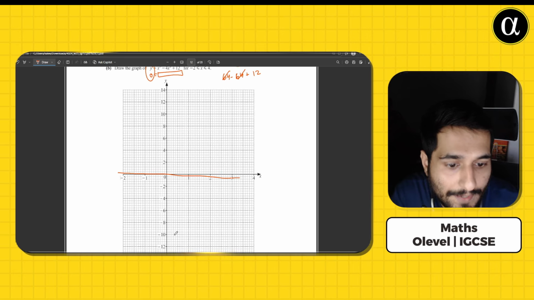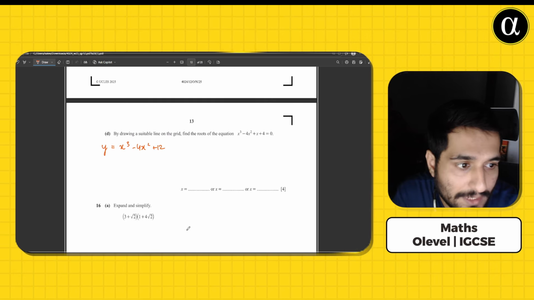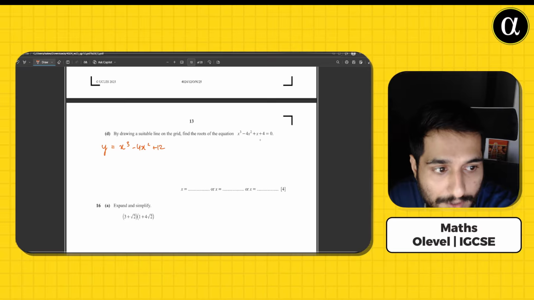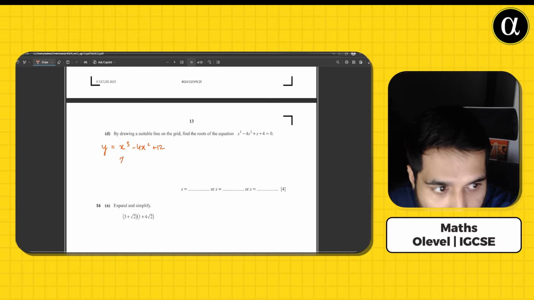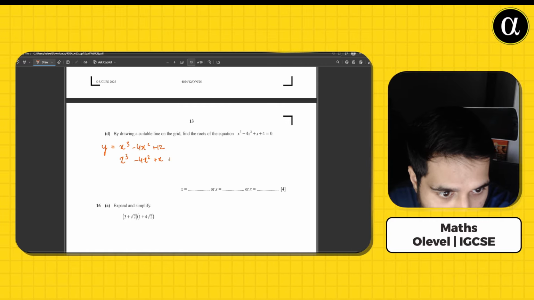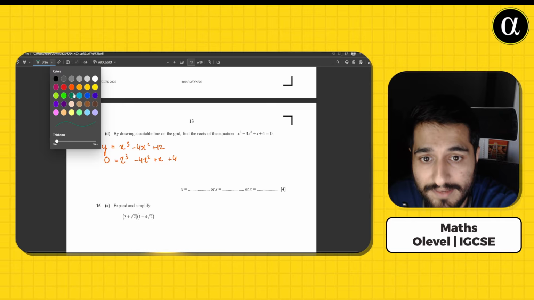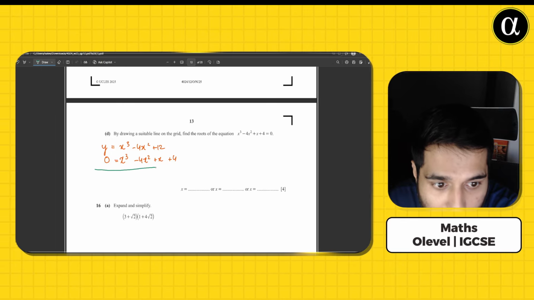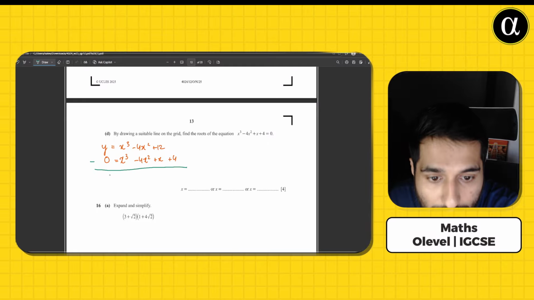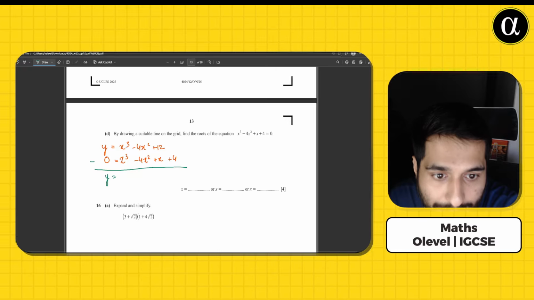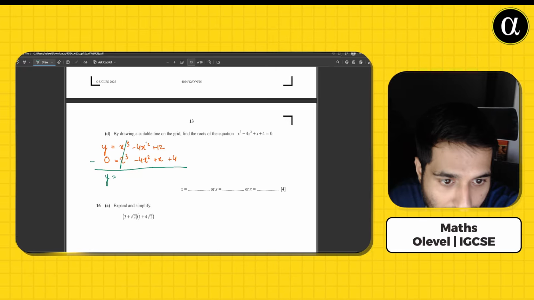All right, and then what we're going to do is write the equation that the examiner wants us to find roots of. So we are going to write it underneath it. So it's going to be x cubed minus 4x squared plus x plus 4 equals 0, supposed to be written underneath the y equation. Now we will be subtracting the two equations to find the resulting equation. Now y minus 0 gives us y. x cubed minus x cubed will be cancelled.